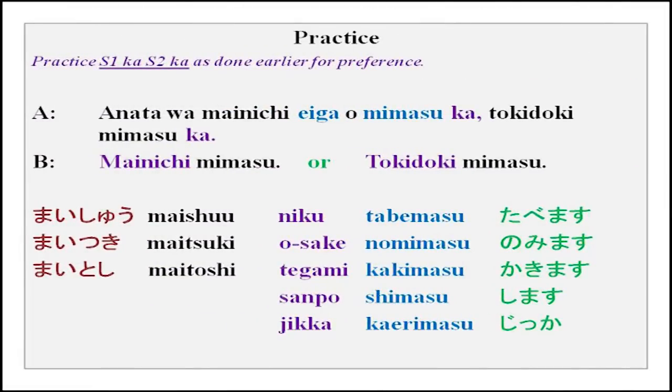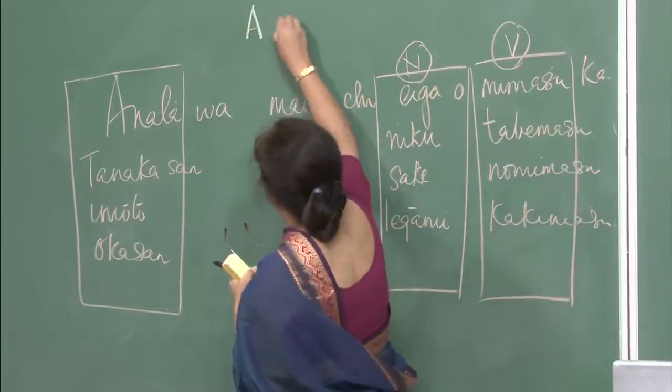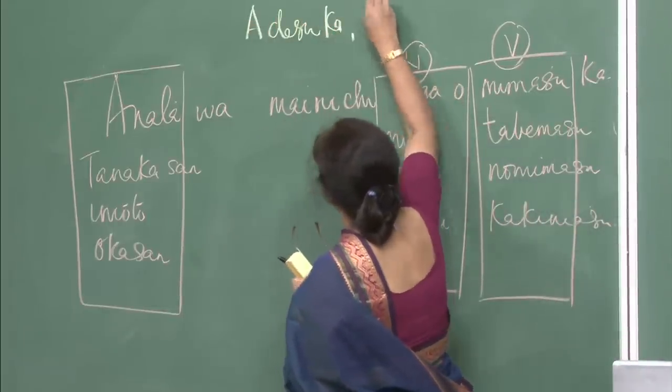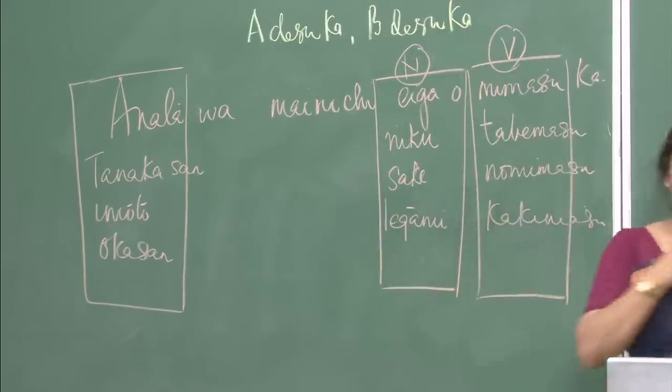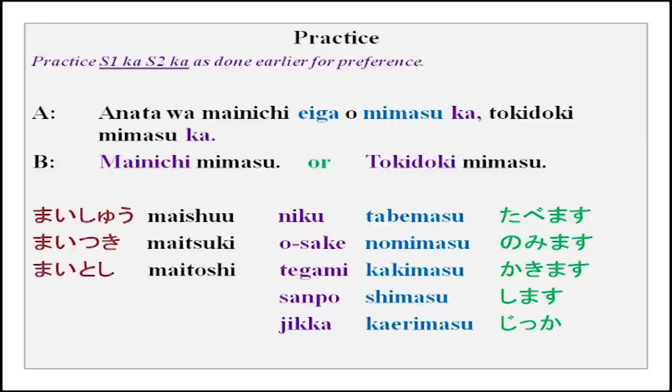Now, you have done this exercise earlier where you ask preference. A desu ka? B desu ka? If you remember, noun 1 desu ka, noun 2 desu ka. This is exactly what we have over here. Anata wa mainichi eiga o mimasu ka? Tokidoki eiga o mimasu ka? So, tokidoki is here in the question over here. You can answer as mainichi mimasu. You can choose. You can say mainichi mimasu or tokidoki mimasu.